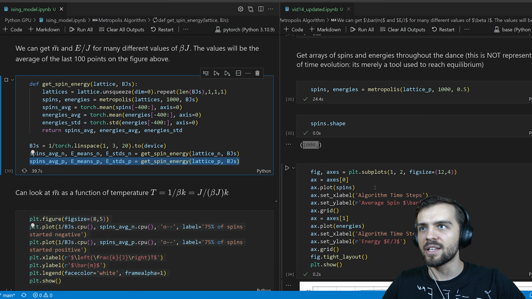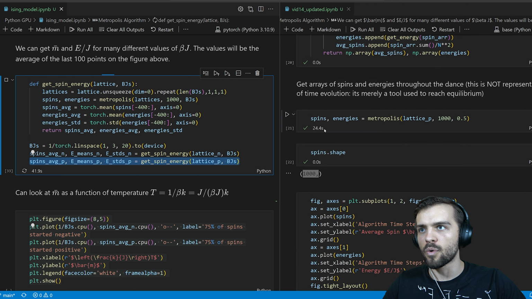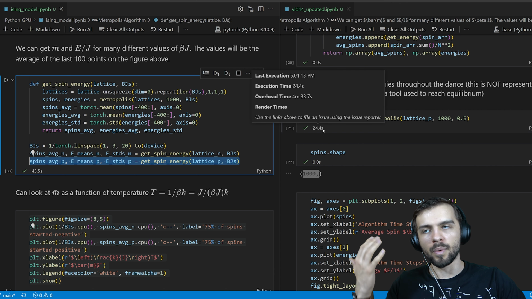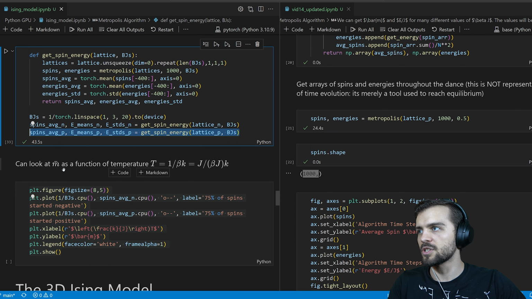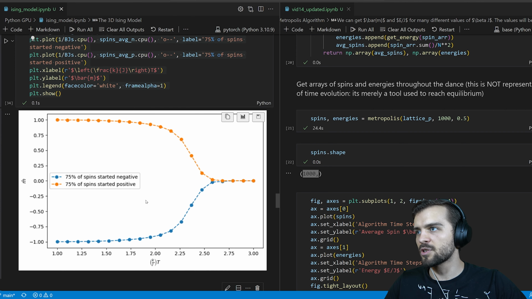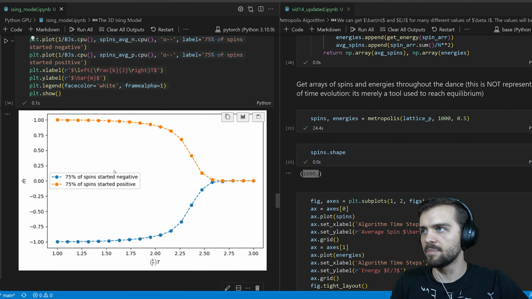You'll note, by the way, that this took 24 seconds to run. So if I wanted to evaluate this for 20 different temperatures, you could think of how long that would take. In this case, this runs in 43.5 seconds. So we've evaluated it for all these different temperatures, and we can look at the average spin as a function of temperature, and we get this beautiful curve here.